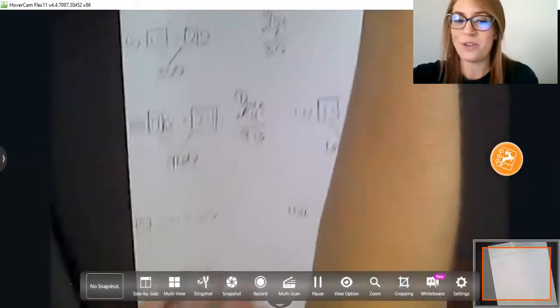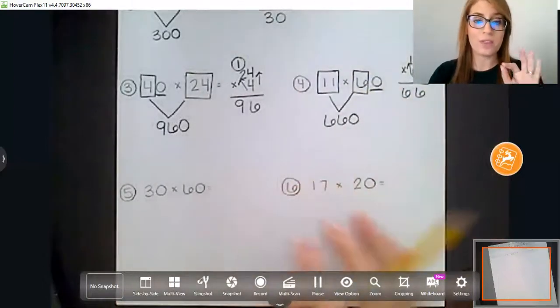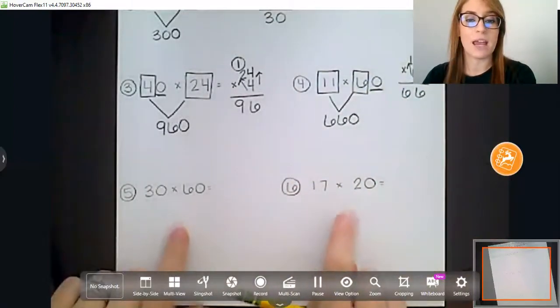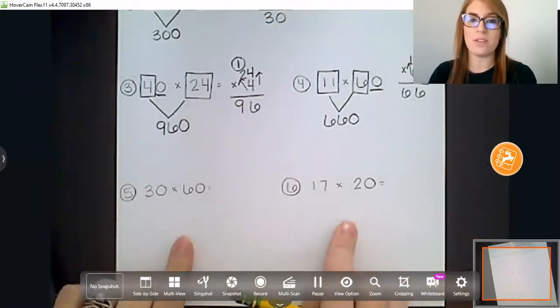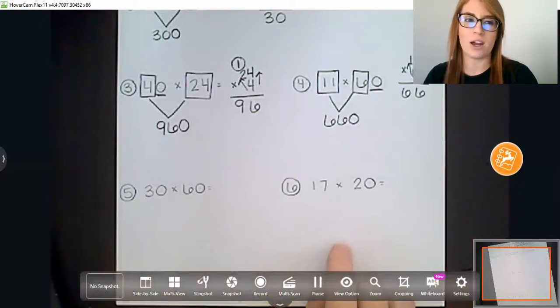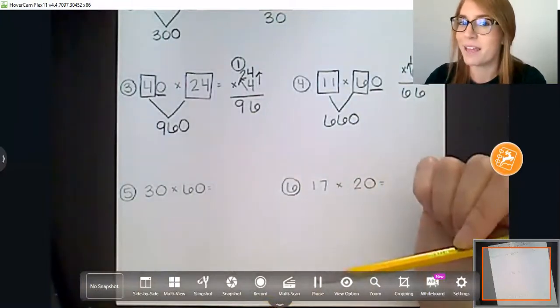Very good. Okay. I want you to pause the video and write these 2 examples down and then solve them on your own. And then when you're done solving them, hit play and then see if you got it right. Okay? Hit pause. Thank you.